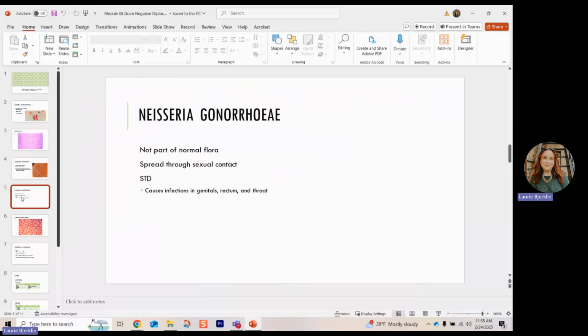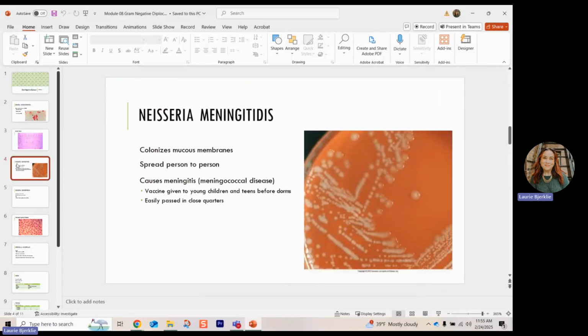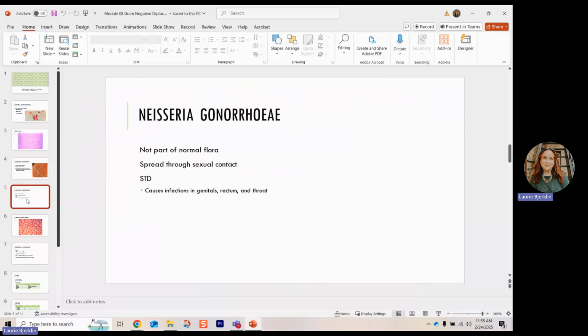The other main Neisseria pathogen is Neisseria gonorrhoeae. Again, the name tells you what it causes, gonorrhea. So, of course, it's not part of our normal flora. Neisseria meningitidis is also not part of our normal flora. You'll notice it said colonizing there. It doesn't exist as part of us. So neither one of these should be part of our normal flora.